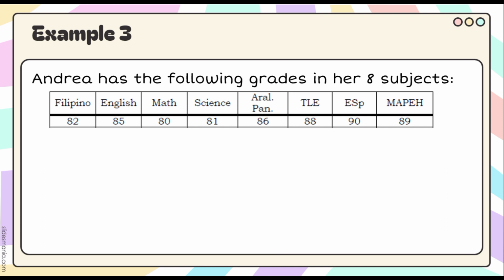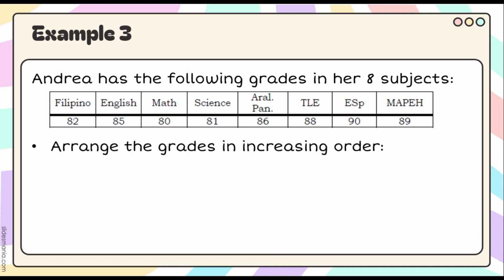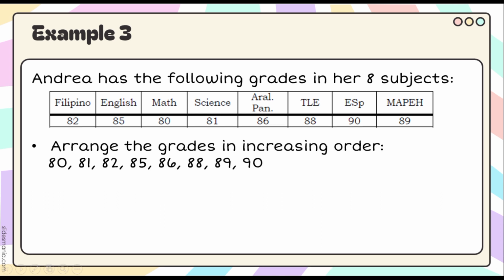Alright, we have a third example in solving for the mode. Example number 3, Andrea has the following grades in her 8 subjects: Filipino 82, English 85, Math 80, Science 81, Araling Panlipunan 86, TLE 88, ESP 90, MAPEH 89. Again, the first step is to arrange the grades in increasing order: 80, 81, 82, 85, 86, 88, 89, 90.